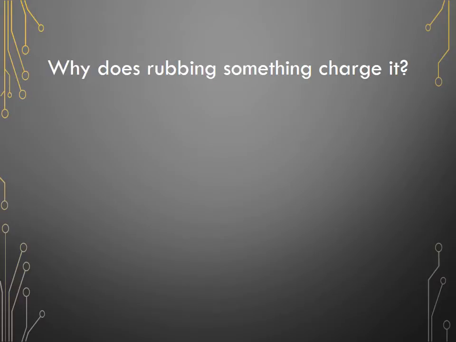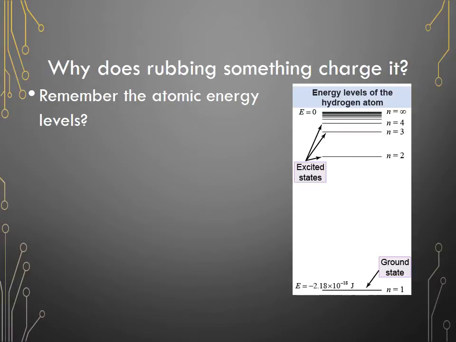So why does rubbing something charge it? Okay, another flashback to chemistry. Do you remember learning about atomic energy levels in an atom? They maybe look something like this. These are the energy levels of a hydrogen atom, where you have the ground state for the electrons, and you could excite the electrons and they had higher energy.